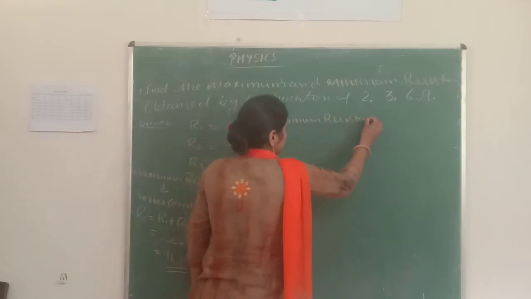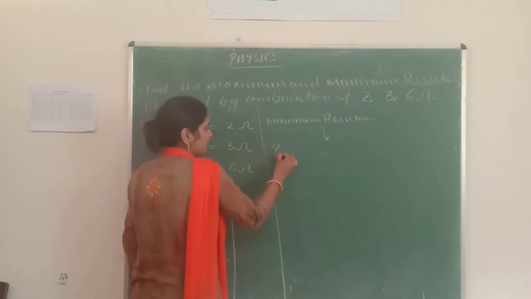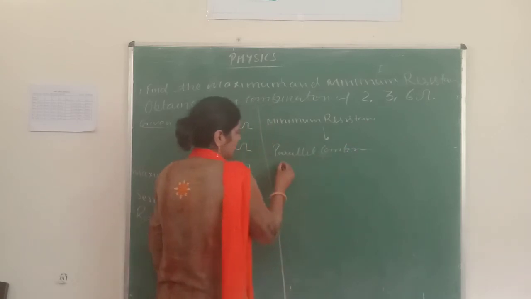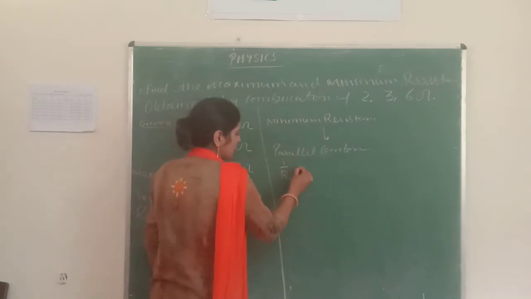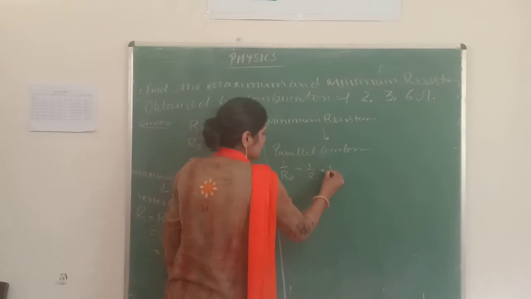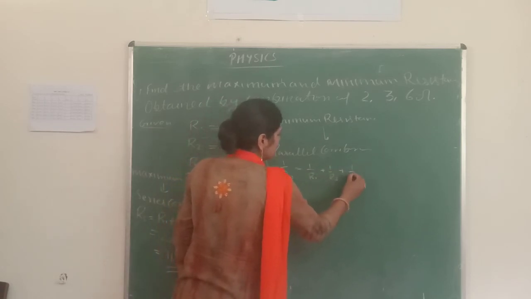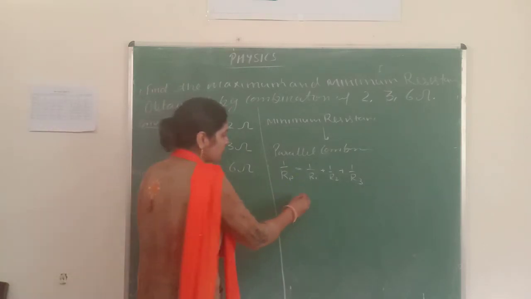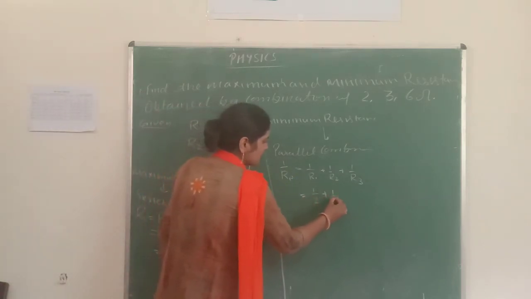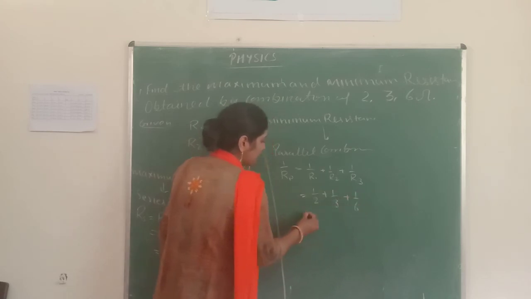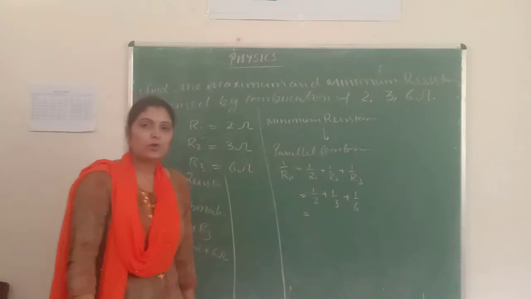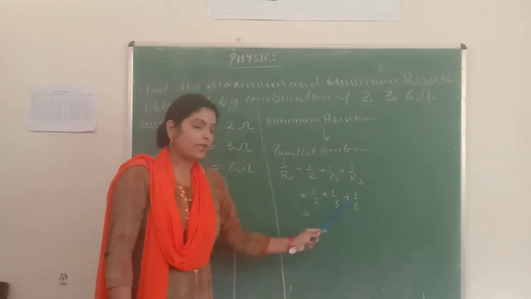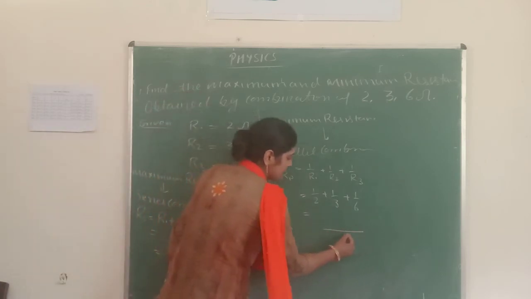Minimum resistance means parallel combination. Minimum resistance means which combination? Parallel combination. And the formula for parallel combination is 1 upon R1 plus 1 upon R2 plus 1 upon R3. So what are R1, R2 and R3? Put their values: 1 upon 2 plus 1 upon 3 plus 1 upon 6. Now I hope you know how to solve fractions. First of all we have to take the LCM of 2, 3 and 6. The LCM will be 6.